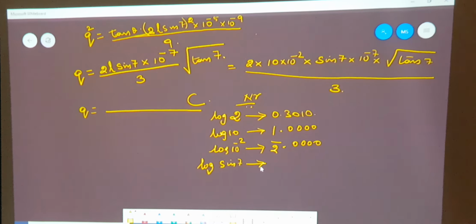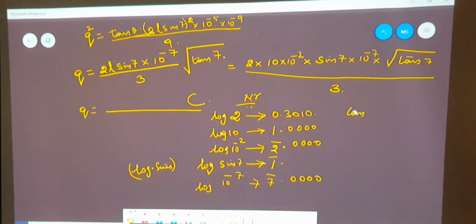You take your Clerk's table and go to logarithmic sines. In logarithmic sines, you get the value of sine 7 and put it here. You will be getting 1 bar point some value, check it out. And then you go for logarithm of 10 to the power of minus 7, you will be getting 7 bar point 0000. Then tan 7, you calculate it separately.